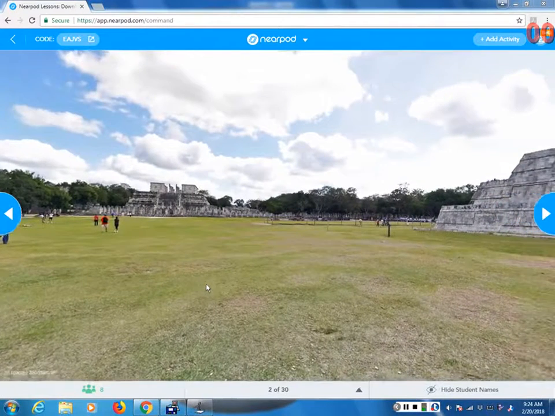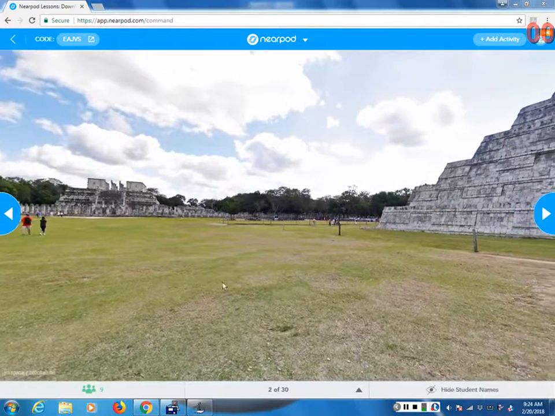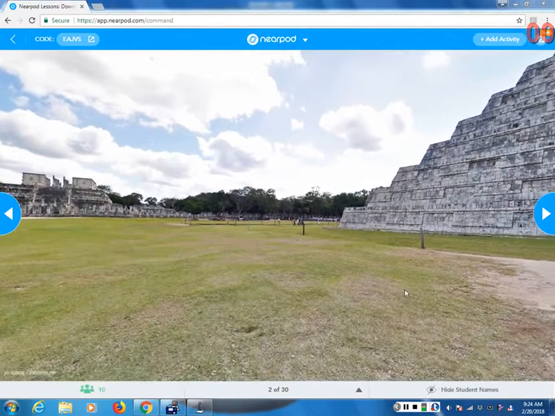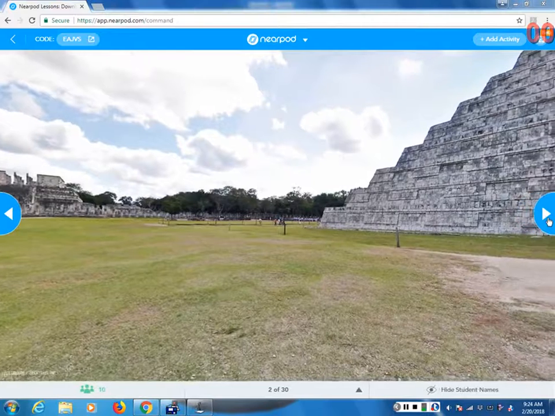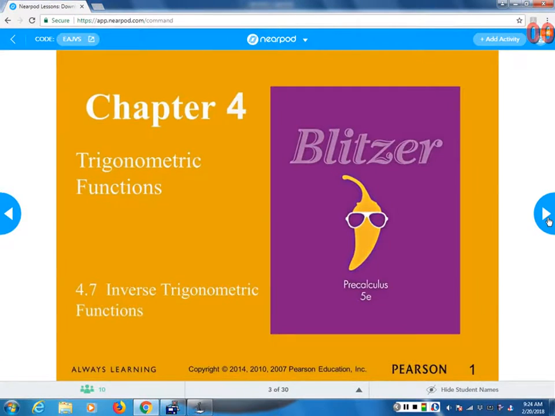Okay. So that looks like some roads in Mexico. All right, did you finish looking at that? All right.